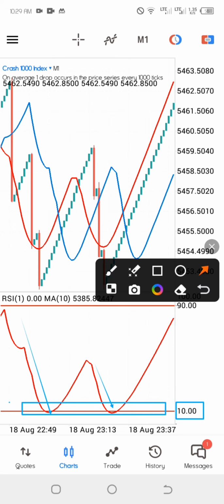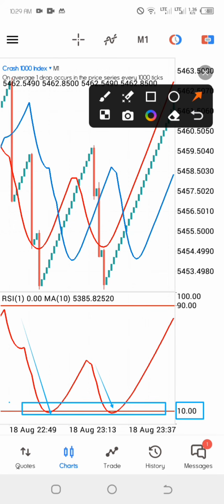We are now waiting for the price to move above. Okay, we want to see the price move above this blue line right here. When the price does that, we also want to see the red moving average move above the blue line as well. Okay, when we see those two things on the main chart, then we are going to be looking for buy trades.